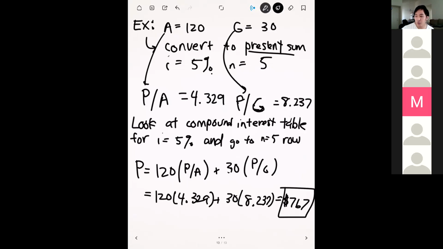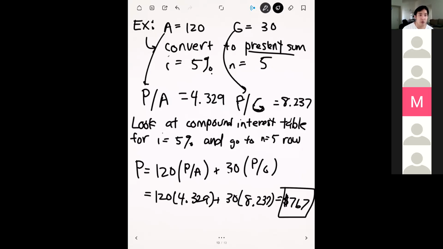Even with the convenience of the tables, I know some people still like to use the formulas because they feel it's more satisfying to do that. So if you want to do that, more power to you. But if the problem can be done with the compound interest tables, I would say just go for it.